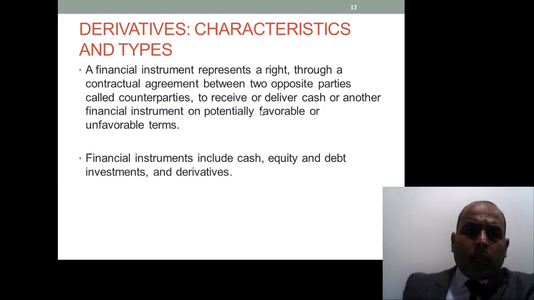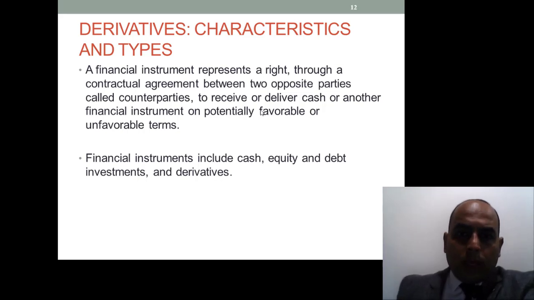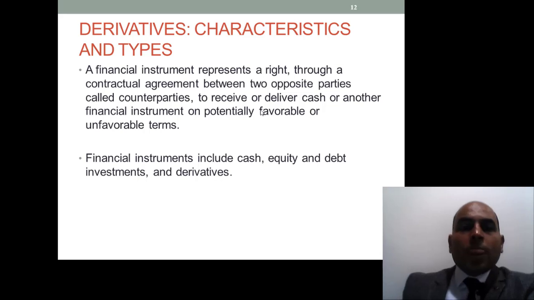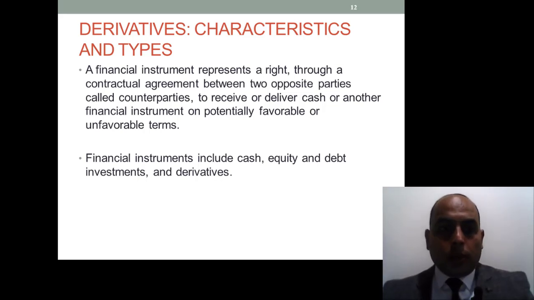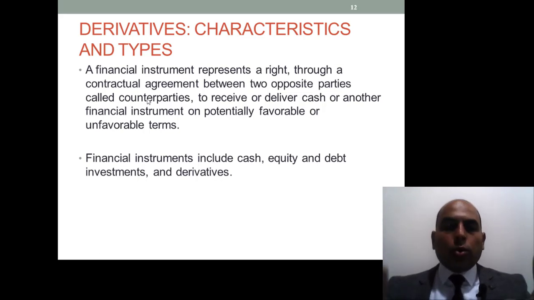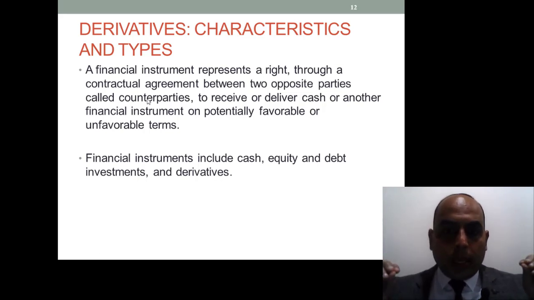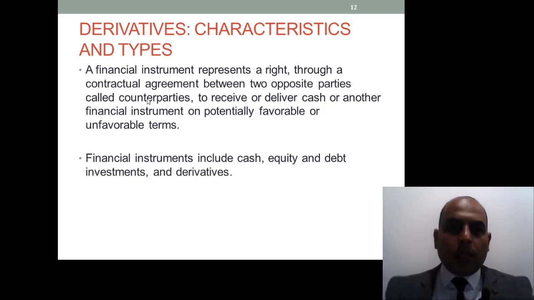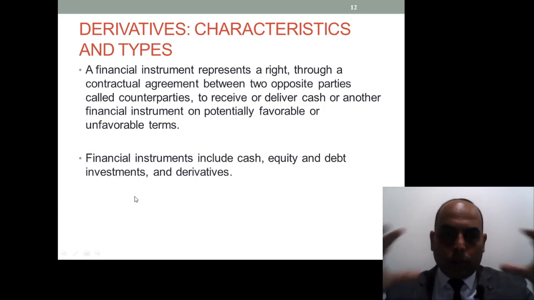Let us talk about the characteristics and types of derivatives. Now let us take it one by one. A financial instrument represents a right through a contractual agreement between two opposite parties called counterparties. Now we have an agreement. This is the point. When we talk about options, forward contracts, futures contracts, anything, we are talking about an agreement. Any agreement has two opposite parties. Okay, this is the first one. We have parties.